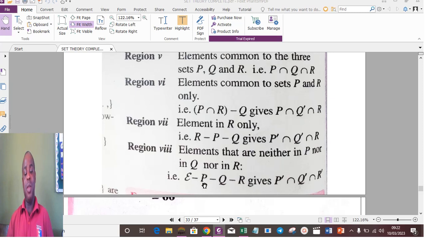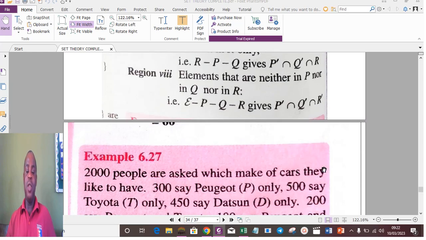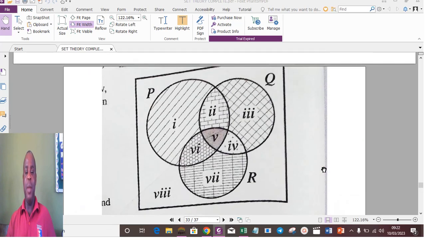Universal set minus P minus Q minus R, or you write it in this form: P complement intersection Q complement intersection R complement. Obviously it will be outside. So let's go through the diagram again. Let me explain it. This one is P only. How do I write P only? That is P intersection Q prime intersection R prime.